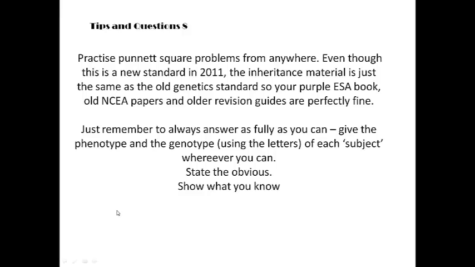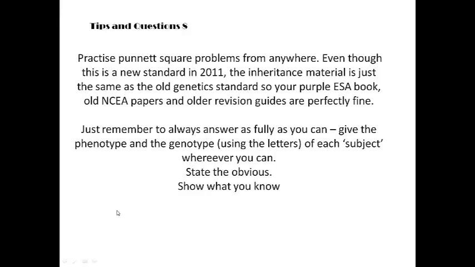So, practice your Punnett square problems from anywhere. This is a new standard from last year, but the inheritance material doesn't change. The inheritance problems in the old genetic standard are just like the inheritance problems in this standard. Your Purple ESA book, old study guides, old NCEA papers are perfectly fine for helping you answer these questions. Just remember to answer fully.